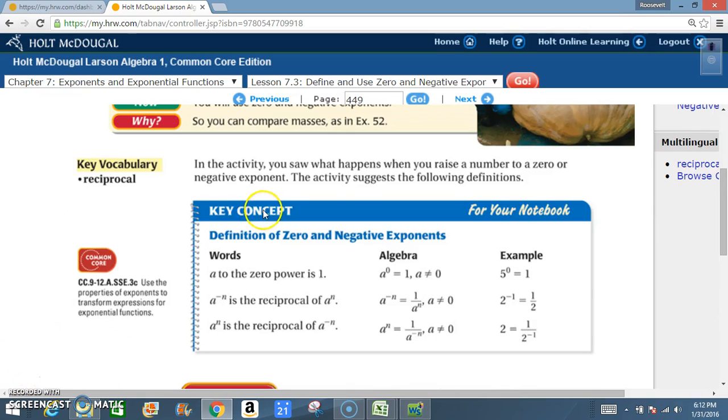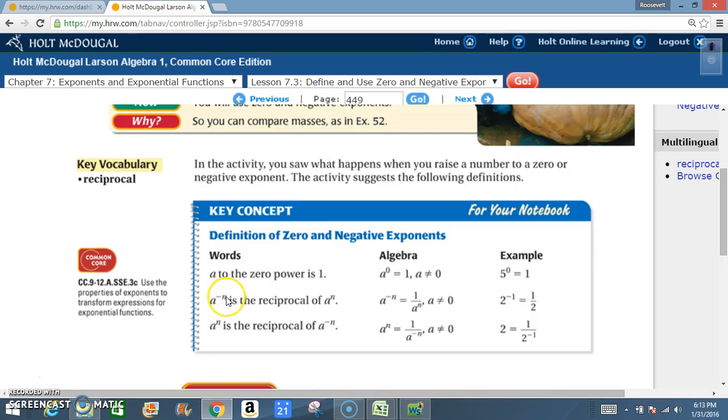Key concept, make sure this is in your notes: definition of zero and negative exponents. Words: a to the zero power is 1. Algebra: a to the zero is equal to 1, where a cannot be 0. For example, 5 to the zero power is equal to 1.